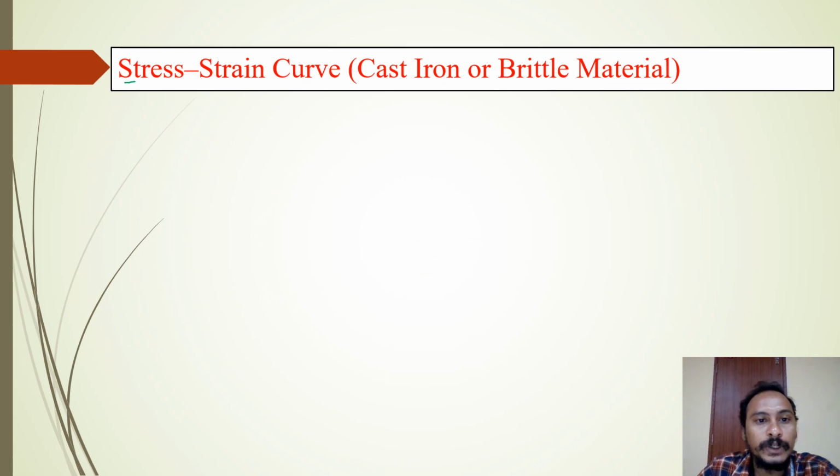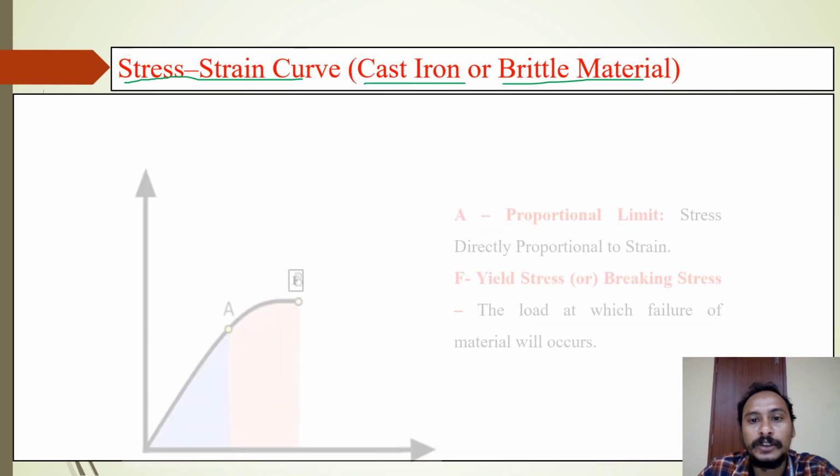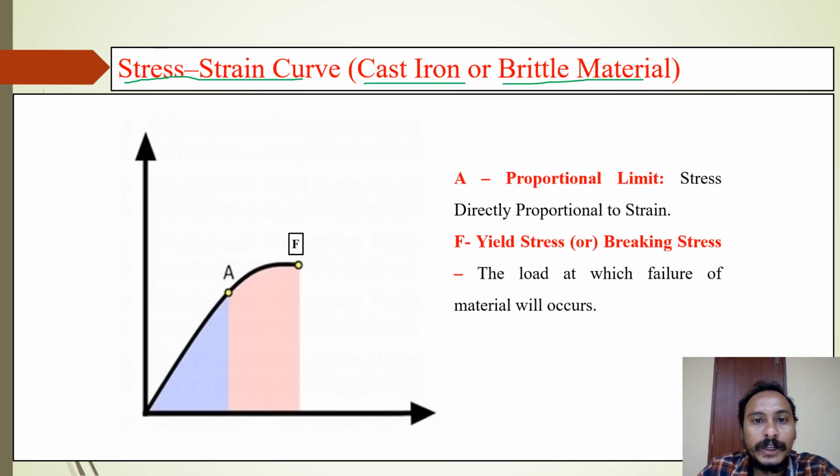And coming to the next one, that is the stress strain curve for brittle materials like cast iron. When a brittle material like cast iron is subjected to tensile force, it will undergo different stages before failure. Those are the proportional limit and then the breaking stress. Here the proportional limit is the point up to which stress is directly proportional to strain.